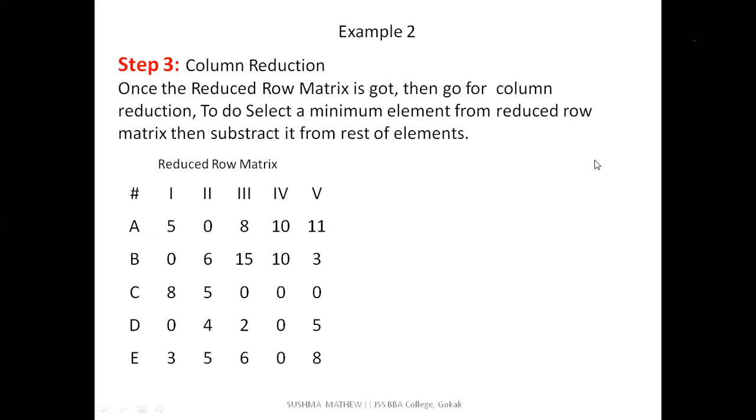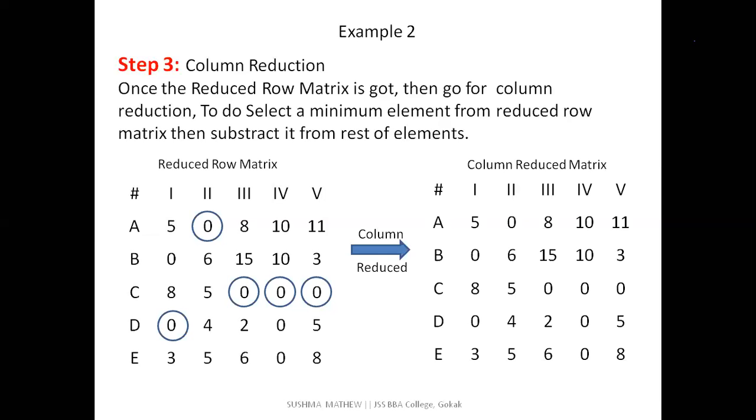Agree? So when every column has a 0, naturally, even if we reduce it, the matrix will remain the same. Yes or no? Very good. Now I think the matrix will be same as that of your reduced row matrix. The values will remain same, no change at all. Clear? Now what is the next step?